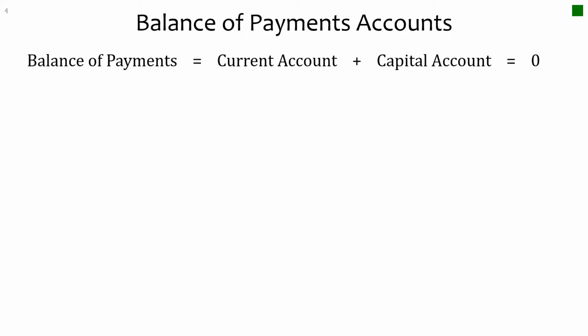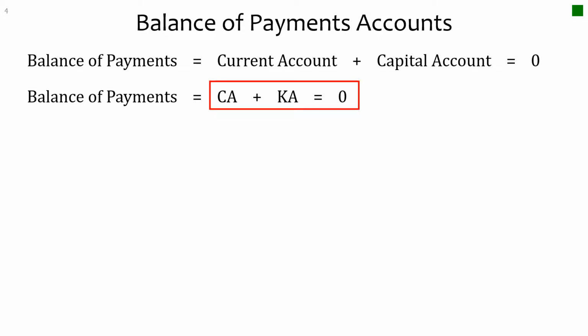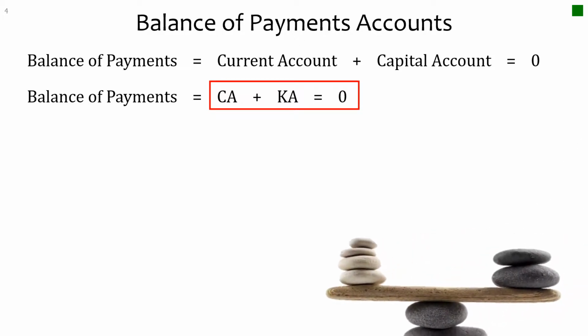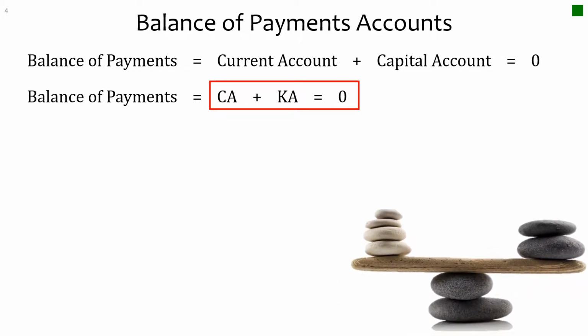The balance of payments accounts are defined as current account plus capital account, and that should equal 0. Or CA plus KA equals 0. So that's a useful formula. When you write it down, highlight it or box it because it's going to be useful. And that's the idea of a balance. The two sides should always match and add up to 0.